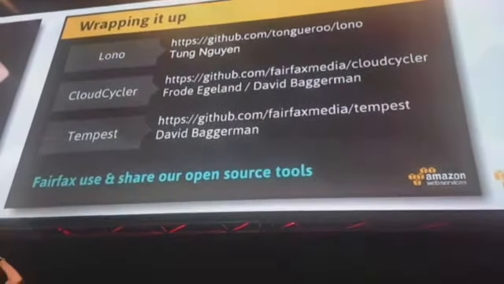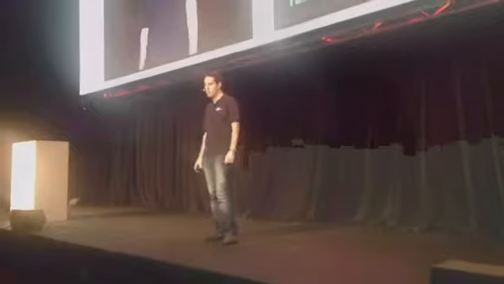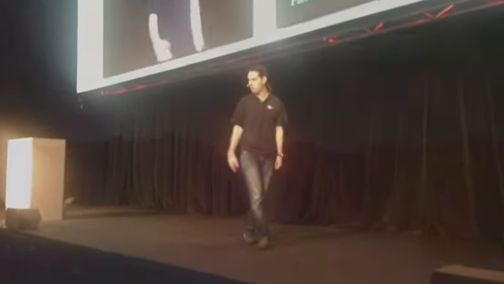So I wanted to just show you the links of the 2 main tools that we use. Lino, CloudCycle. They've also created their own little Ruby DSL that tries to deal with some of the issues that Fairfax has with chaining stuff together. It's called Tempest. We've open sourced that.